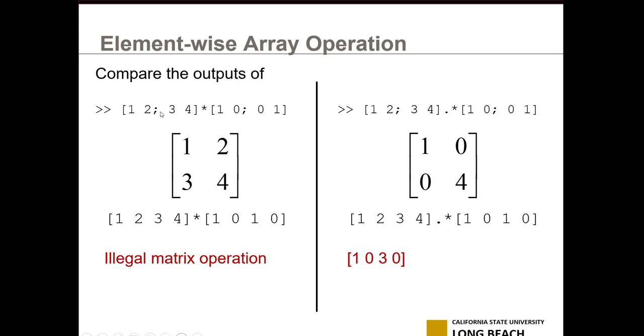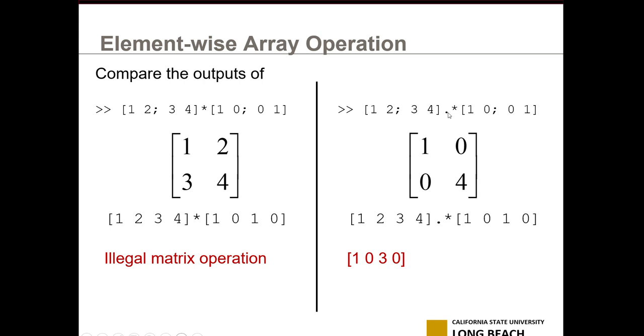But what if instead of 2 by 2s, they were 1 by 4s? We rearrange their sizes a little bit. Well, a 1 by 4 times a 1 by 4, we can't do that. The dimensions don't work. The number of columns in matrix 1 does not match the number of rows in matrix 2. On the right side, we're going to use the period instead.